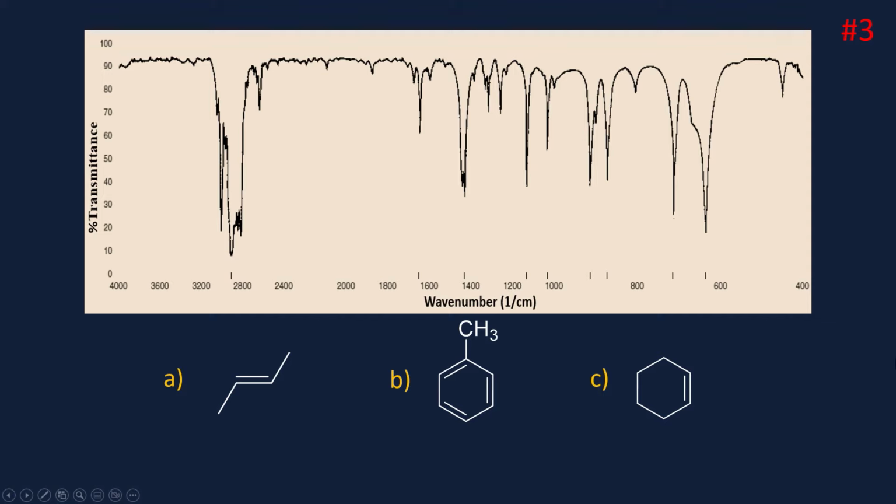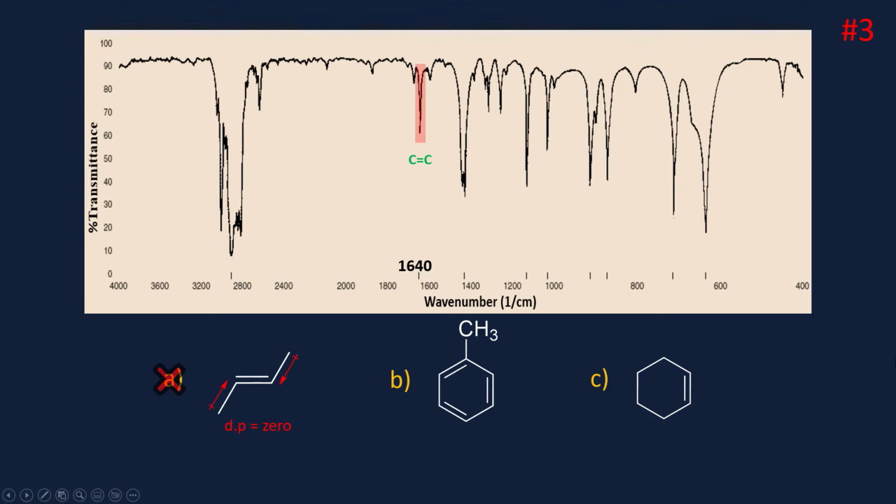Now let's work on our third question. Which of the following molecules correspond to this IR spectrum? The first thing we can easily identify is the presence of a carbon-carbon double bond band. So we could eliminate choice A because it's a trans isomer, so the dipole moment is nearly equal to 0, so no band will occur for it.